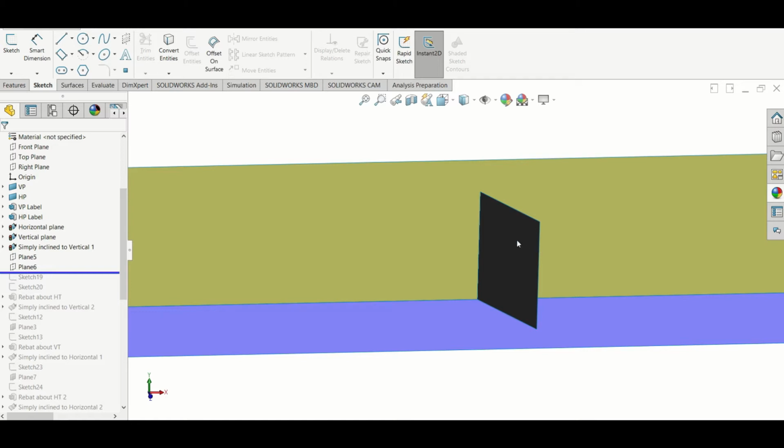So as I said at the start, this plane here touches both the vertical and horizontal. Where it touches gives us a trace. So there's a trace standing up along here, and there's a trace coming out along here. In this one, I'm setting up a scenario where we've been asked to rabat and find the true shape of this plane by rabatting it about the horizontal trace.